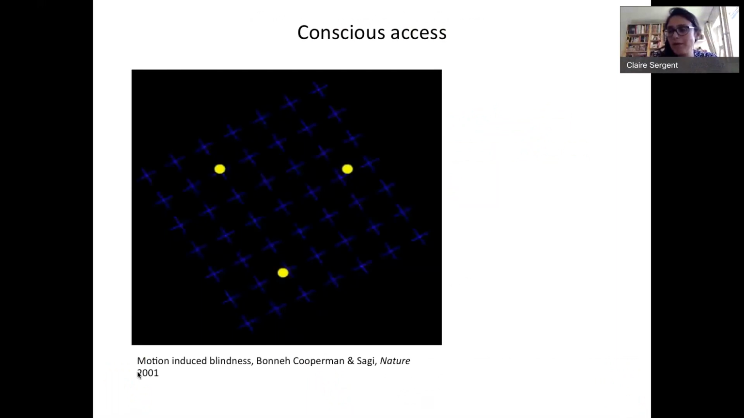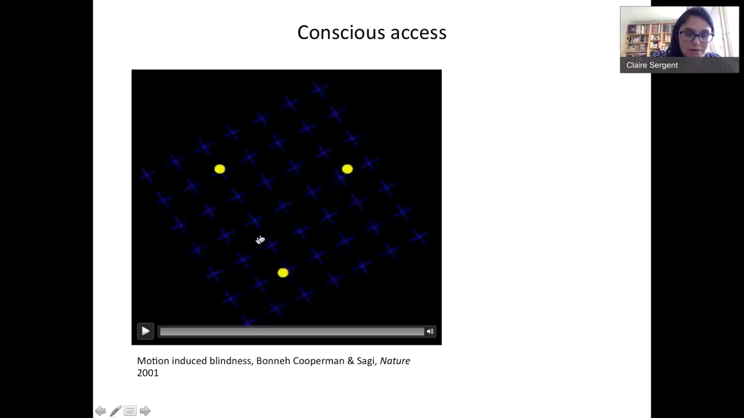Usually we think about perception. When we are awake, sometimes we can become conscious of these contents, and sometimes they seem to be processed unconsciously. And a nice example of that is motion-induced blindness. So if you don't know the demo, you just have to focus on a little green dot that is going to flicker at the center of this screen.